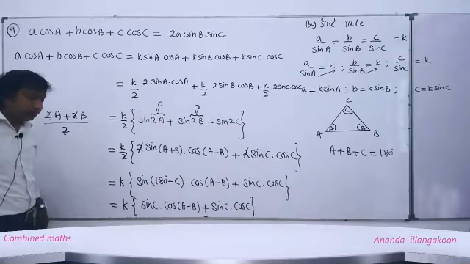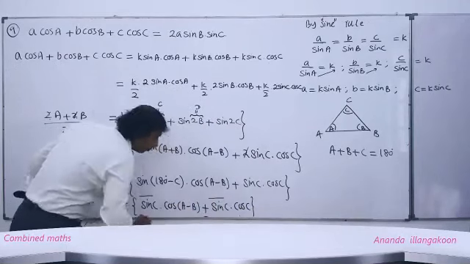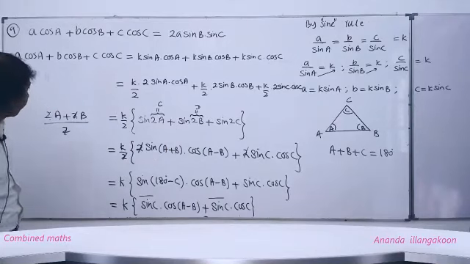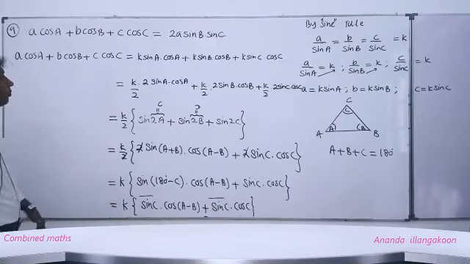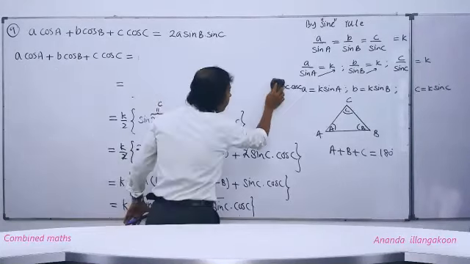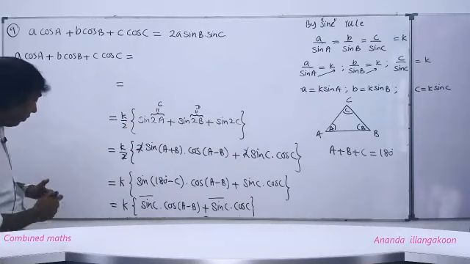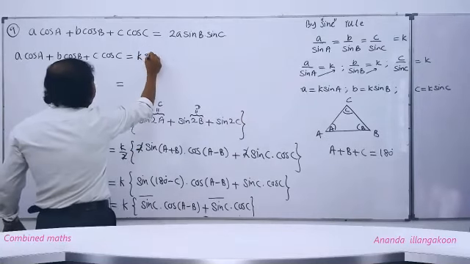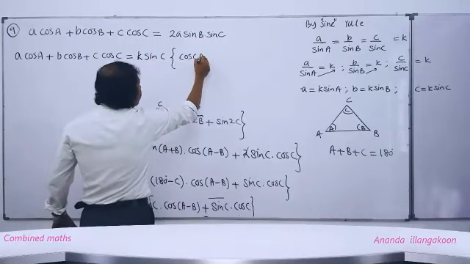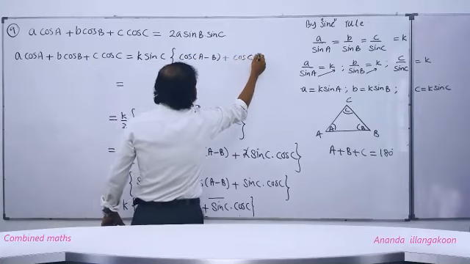Right. Then you can take this sin C out. Sin C is common. I got that here, people, no? Also take this sin C out. You have what, people? K sin C before. Now here we get cos (A minus B) plus cos C. Right.